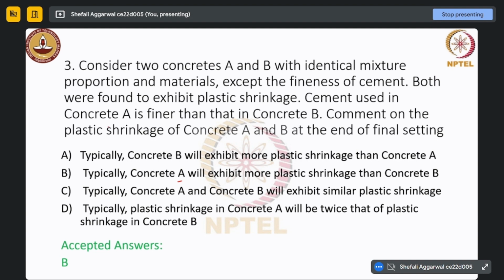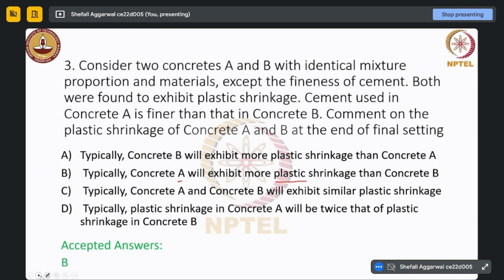So as we can see, concrete A is finer than concrete B. The cement in A is finer than in concrete B. That means it will absorb more water, and there are chances of hydration. More hydration will be there, which will lead to more loss of water during the plastic stage. We are talking about the plastic stage only. So in the initial stage, more hydration will be there and more loss of water can be expected. Okay.